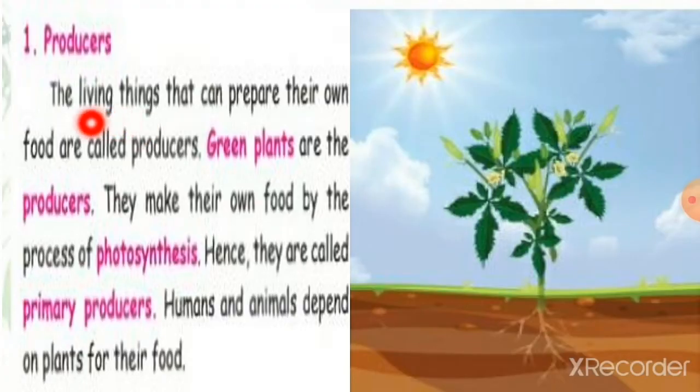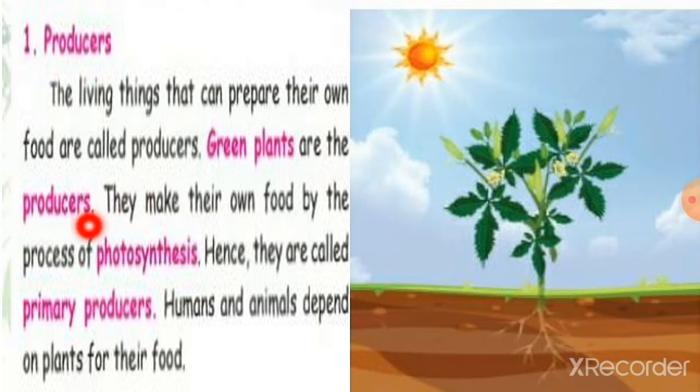Here, this part is from your book. Producers means the living things that can prepare their own food are called producers. Here, the plant can prepare its own food by using sunlight, soil, and water. So, the plants are called producers.